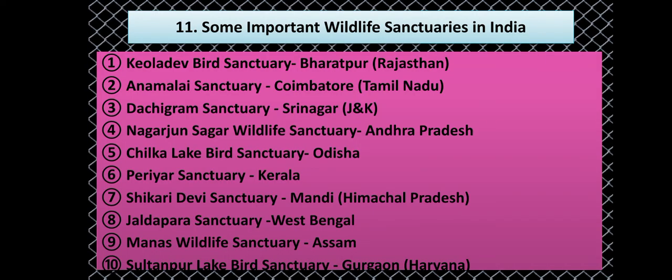And some important wildlife sanctuaries in India: Keoladeo Bird Sanctuary in Bharatpur, Rajasthan, Annamalai Sanctuary, Coimbatore, Tamil Nadu, Dachigam Sanctuary, Srinagar, Jammu and Kashmir, Nagarjuna Sagar Wildlife Sanctuary in Andhra Pradesh, Chilka Lake Bird Sanctuary in Odisha, Periyar Sanctuary in Kerala, Shikari Devi Sanctuary in Mandi, Himachal Pradesh, Jaldapara Sanctuary in West Bengal, Manas Wildlife Sanctuary in Assam, and Sultanpur Lake Bird Sanctuary, Gurgaon, Haryana.